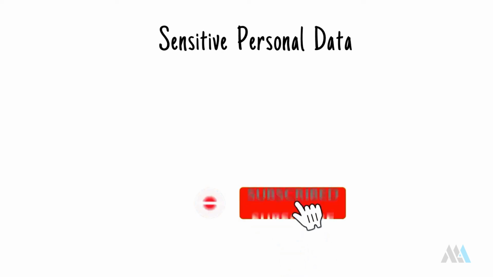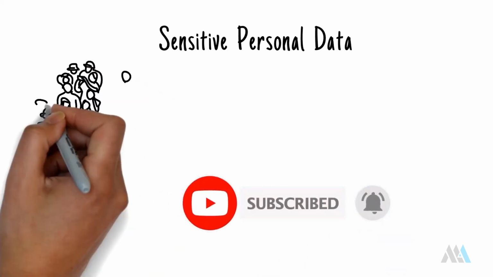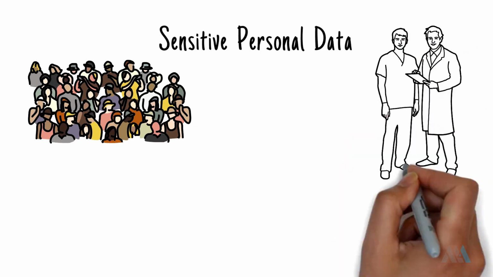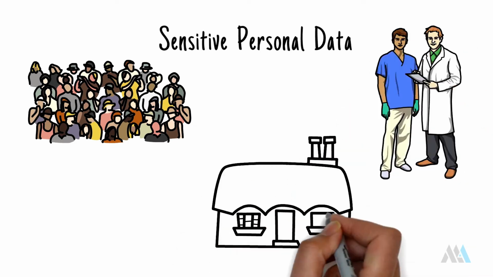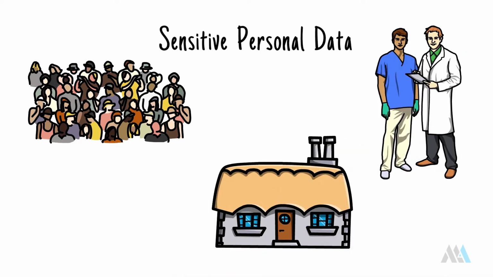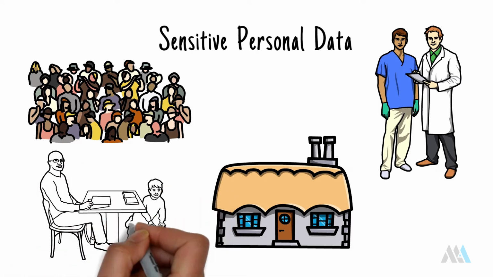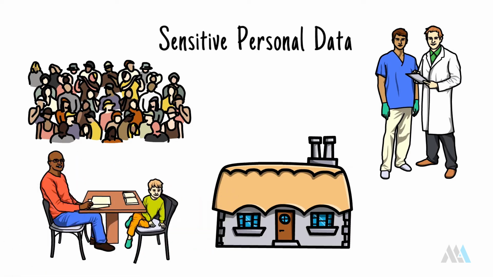On the other hand, there is sensitive personal data. This is data that reveals a person's race and beliefs, biometrics, genetics or health status, property details, marital details, and family details such as names of children and spouses, among others.